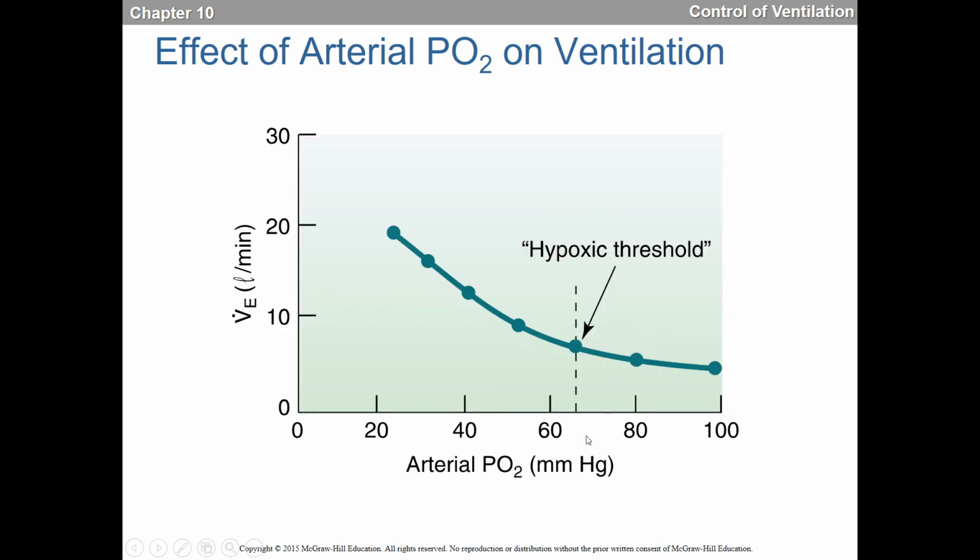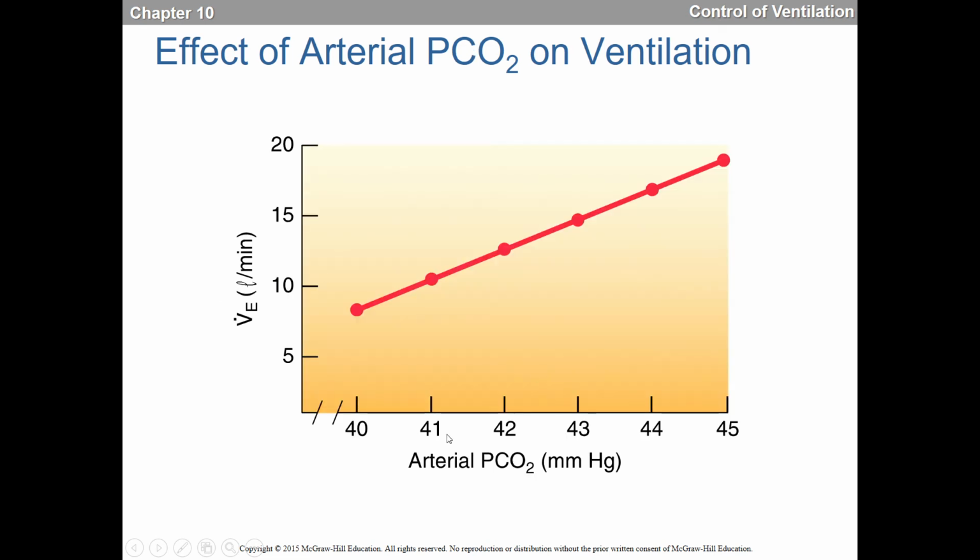It seems like ventilation is a lot more strongly tied to CO2 than to O2. Now, once blood oxygen levels get down too low, that will increase ventilation, but it has to reach a threshold. And CO2 seems to be a bit linear, a bit stronger of a relationship.